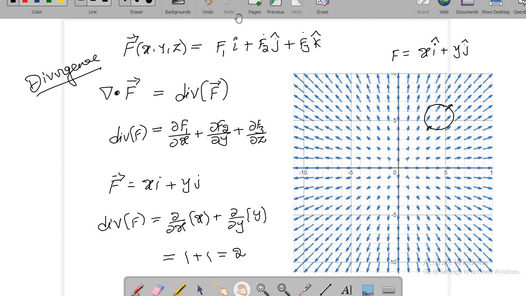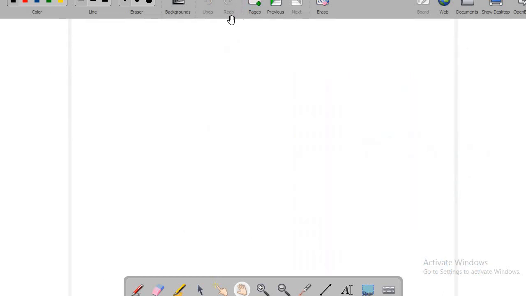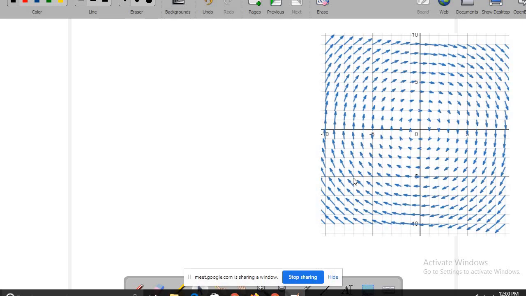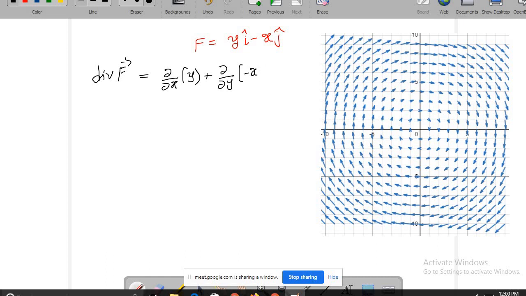And you can have some vector fields which do not have divergence. It means the divergence is 0. Let me give you one example for that. So here is a vector field given by f bar equal to yi minus xj. If you look at the divergence of f bar, it is dou by dou x of the first element, y, plus dou by dou y of the second element, negative x. Its derivative is 0 plus its derivative is 0, so finally it's 0. So the divergence is 0.